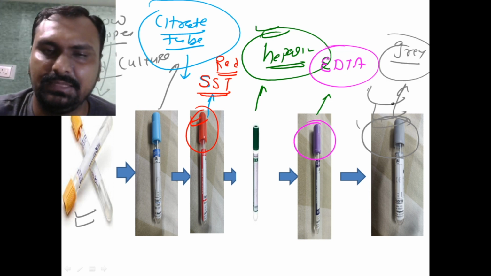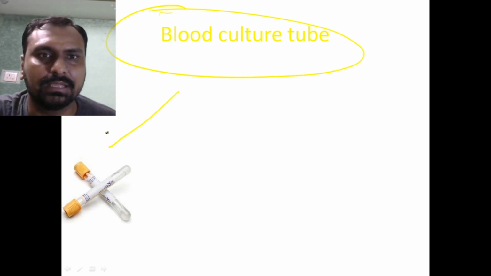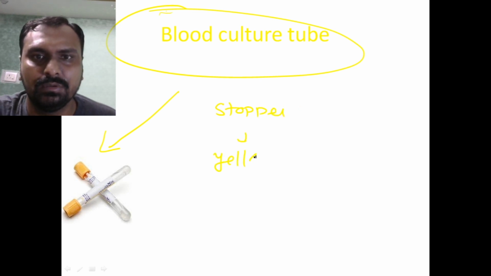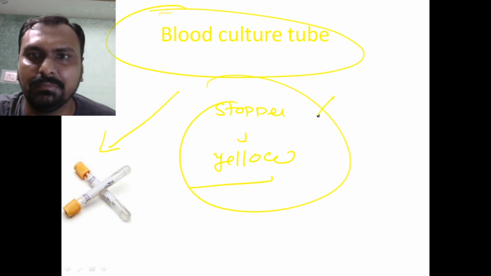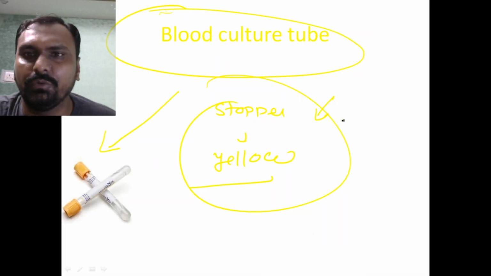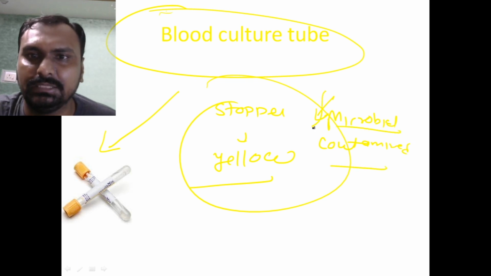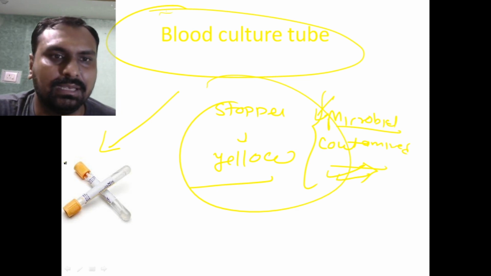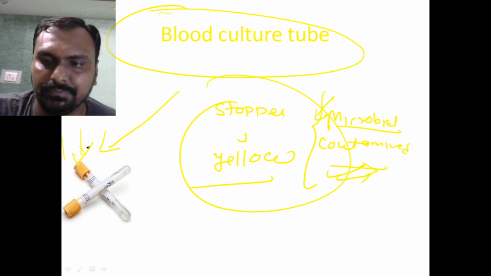Now we will see each of the tubes in detail. First is the blood culture tube. The cap or stopper color is yellow. Why do we take blood first in the blood culture tube? Because we want to prevent microbial contamination. For undiagnosed fever, when we want to do a culture and sensitivity test, we use the yellow vacutainer.